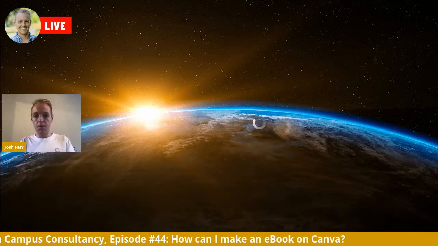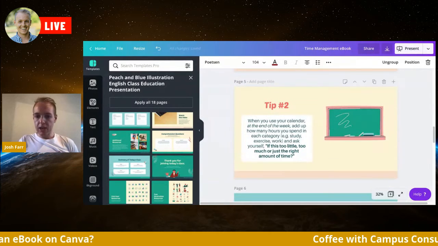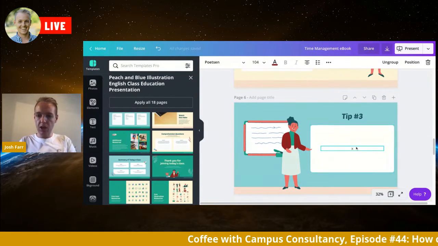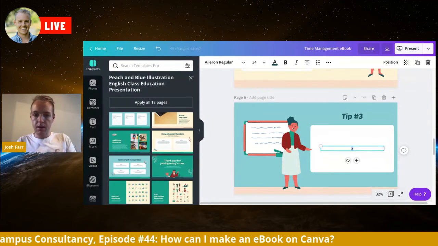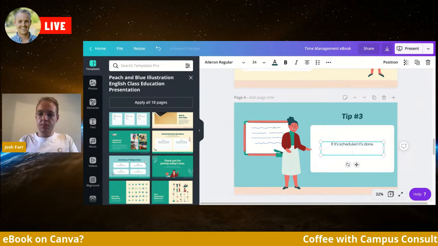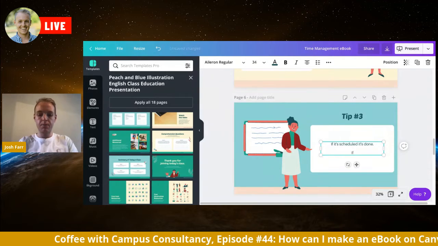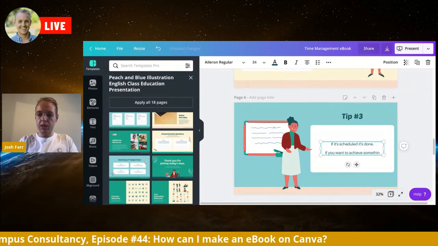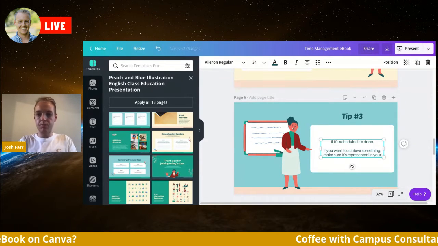So I'll stop sharing there and go back to sharing the actual ebook. Here we go, 5 tips for time management. Check it out, use your priorities, figure out if you're using enough time. Tip 3, looking at this might be, if it's scheduled, it's done. So for me, the point of that, and the reason I put that in an ebook, is to say, if you want to achieve something, make sure it's represented in your calendar.